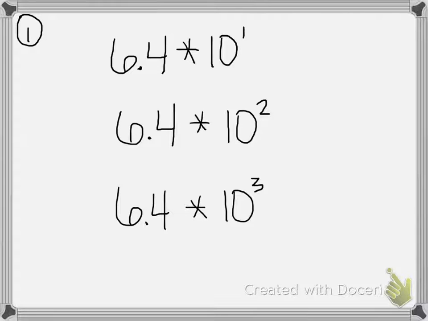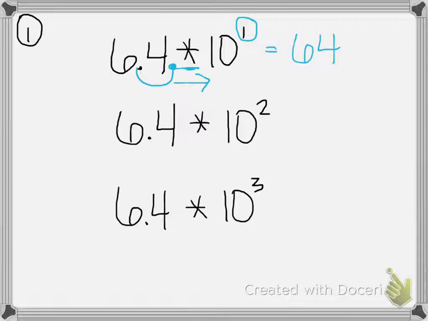Number 1 says multiply. A is 6 4/10 times 10 to the first. If we look here, we're multiplying, which means we're moving our decimal point to the right. Our exponent tells us how many. So since it's a 1, we're moving our decimal point one spot to the right. So our decimal point moves till after the 4. So now we have 64.